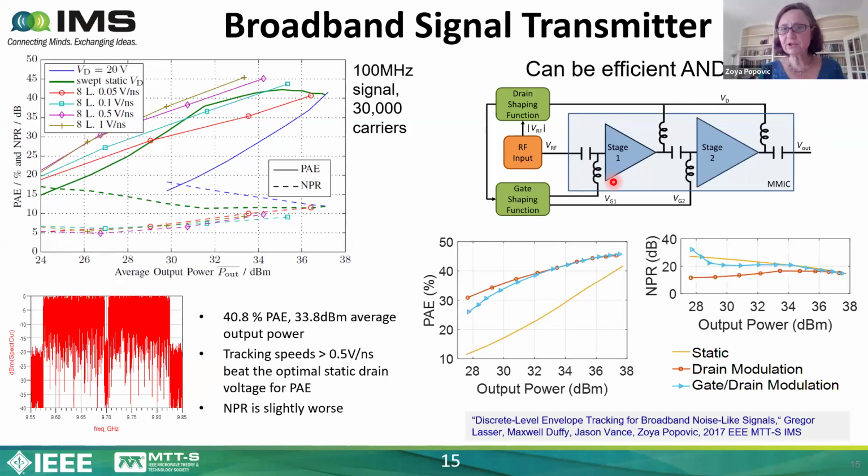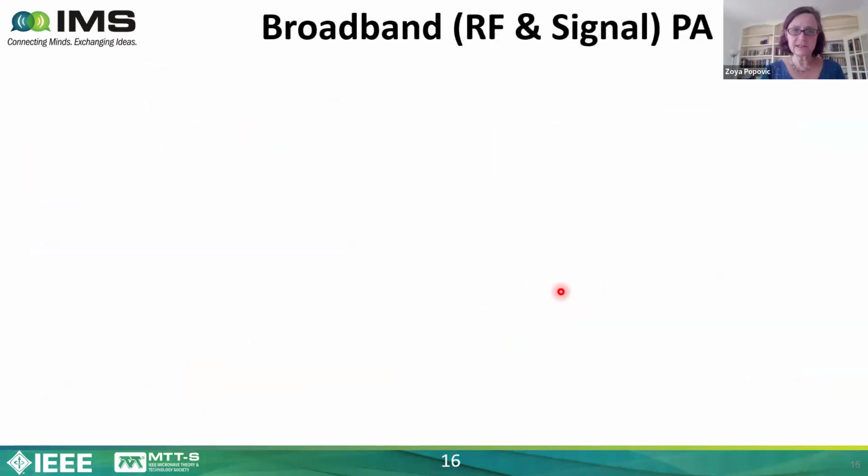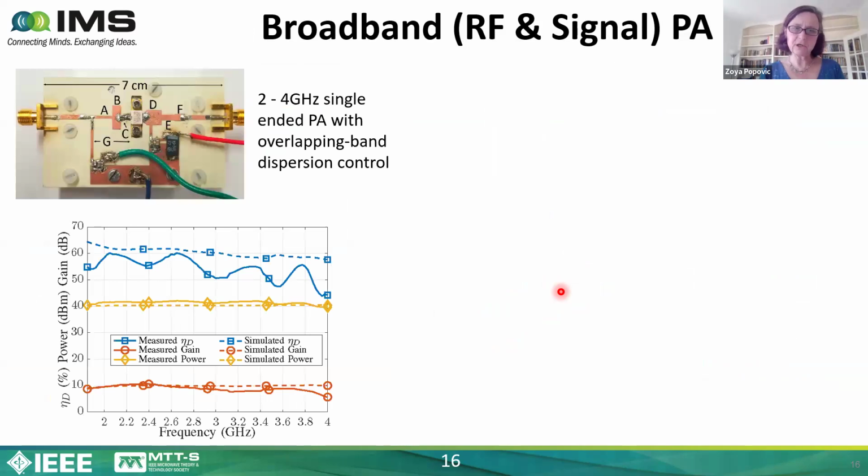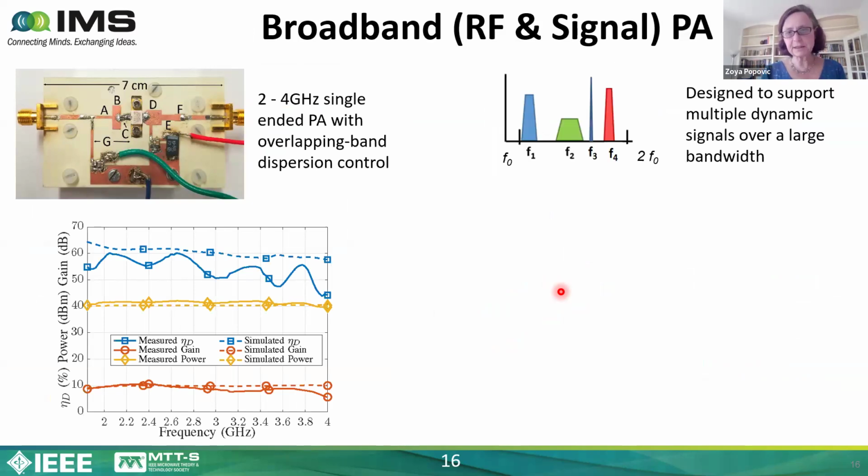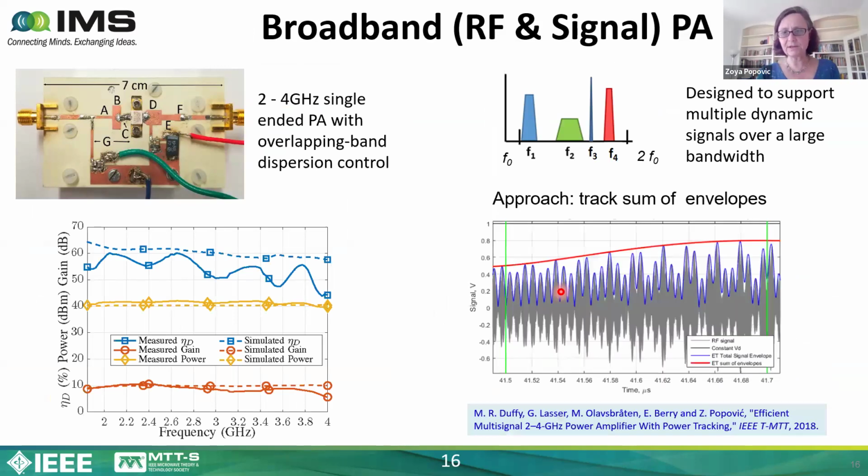And indeed, we were able to show that we can not only improve efficiency, but also improve linearity by doing this kind of analog linearization. So we can also have broadband signals, and I'm not going to detail this, but you can have a very broadband power amplifier, 2 to 4 gigahertz, and you're seeing here very good efficiency, about 50% over this range. And this was designed to support multiple very dynamic signals over a large bandwidth.